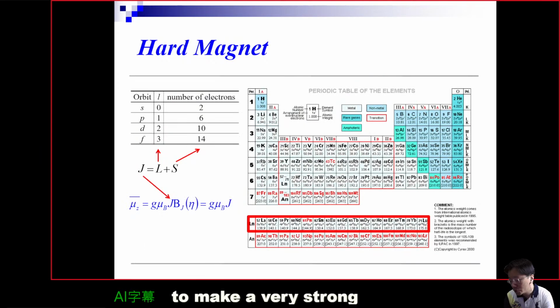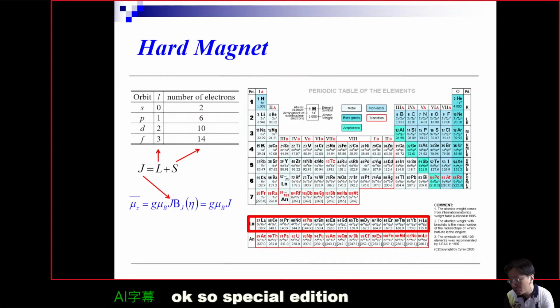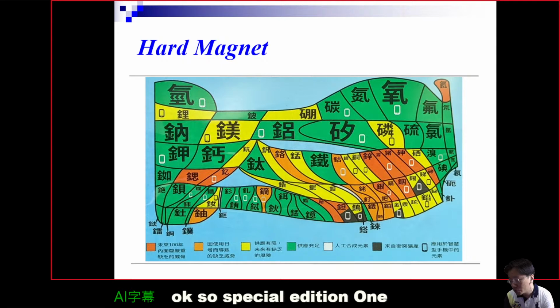And the other very important reason is, okay, I'm sorry about this. This is also a periodic table, but it is written in Chinese. Actually, the locations are identical to the previous one. So this periodic table represents the abundance of these elements in the Earth.